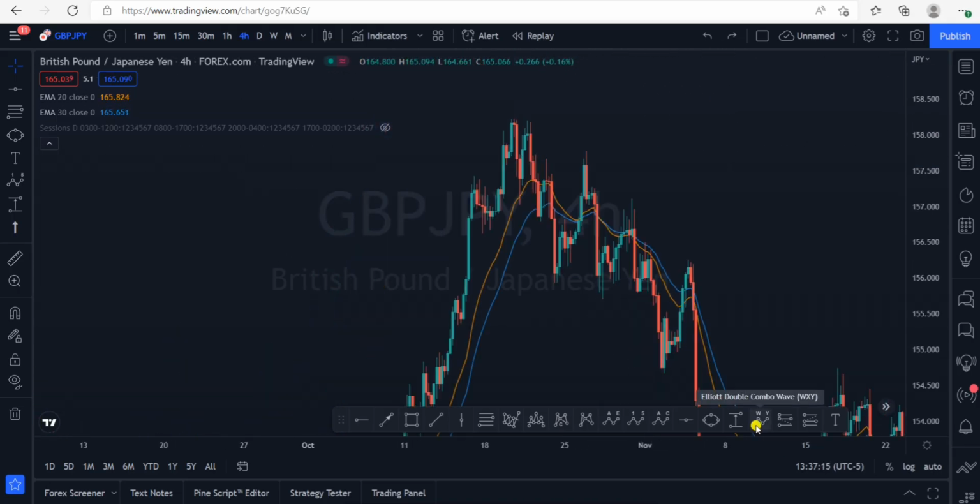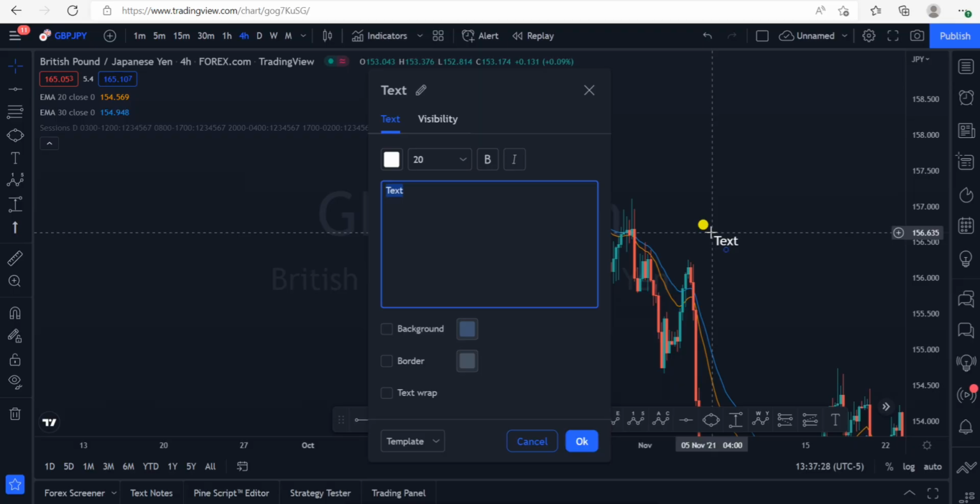That's all. This is the double combo wave. You don't really need to use that either. You definitely need to use these two. The last one is the text tool. If you like to put text and stuff on a chart, then you can, and it's fine. And I highly recommend putting notations on the chart so you can remember what you were seeing at the time.